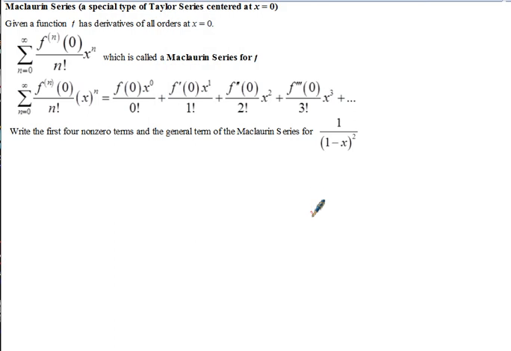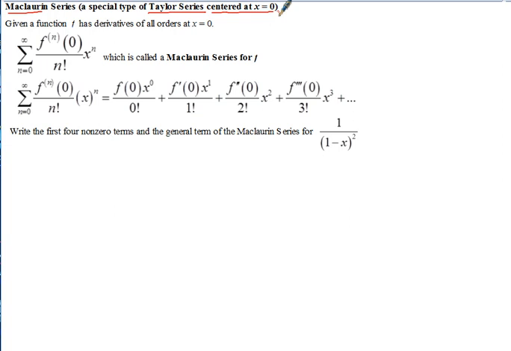These are the notes for AP Calculus on the topic of Maclaurin series. Maclaurin series are a type of power series, and they're a special type of Taylor series. Taylor series are the more general ones. Maclaurin is a type of that. Maclaurin series are specifically when they're centered at x equals 0, which oftentimes is the case, but not always.